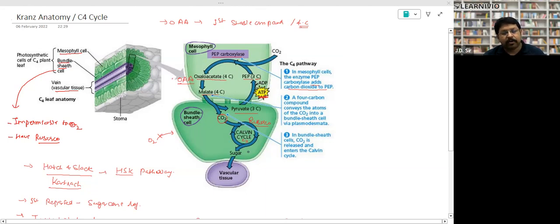Why? Because oxygen cannot penetrate to those cells, the bundle sheath cells, where the Calvin cycle is going on. So in this way we can say the C4 plants are more advanced than C3, right? And this arrangement of the tissues is called Kranz. Tell me, is that clear or not? Clear, sir.